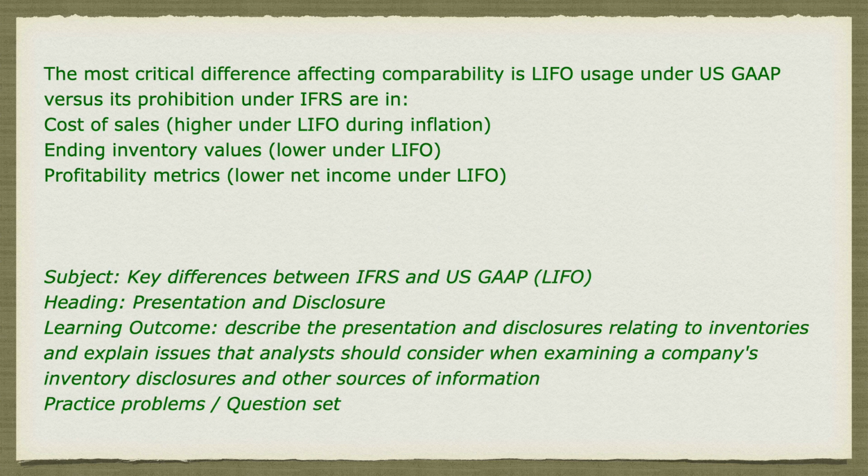The most critical difference affecting comparability is LIFO usage under US GAAP versus its prohibition under IFRS. Cost of sales is higher under LIFO during inflation. Ending inventory values are lower under LIFO. Profitability metrics: lower net income under LIFO.